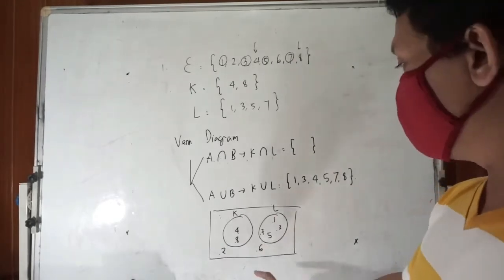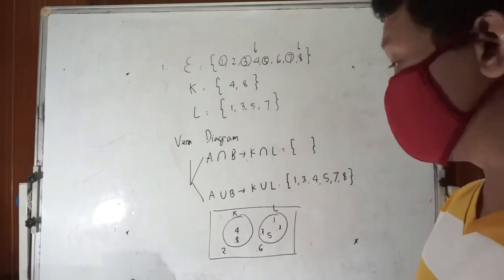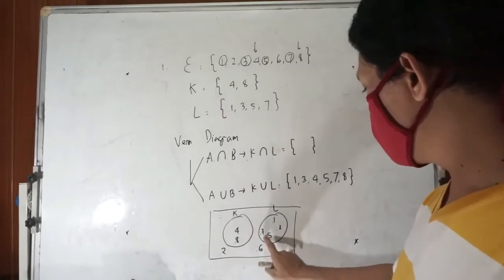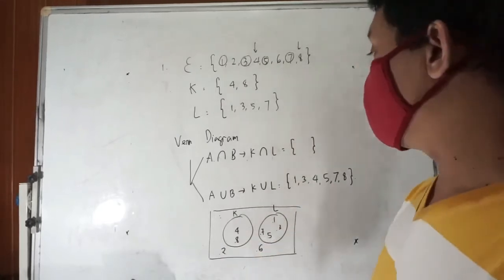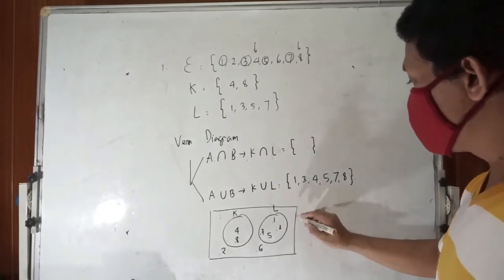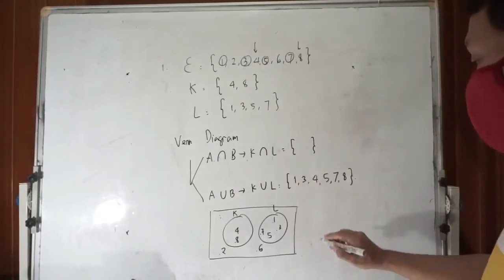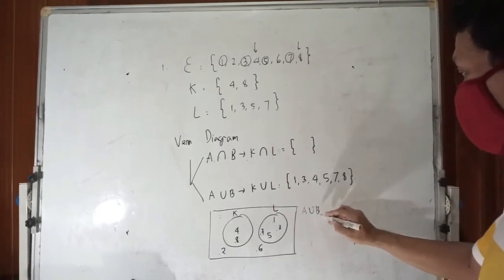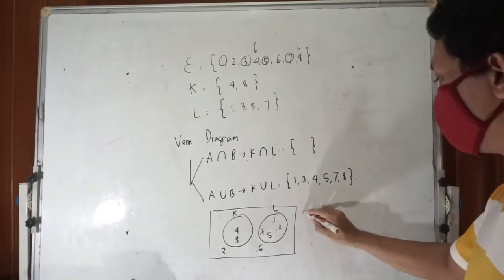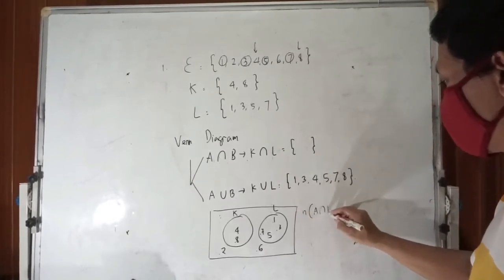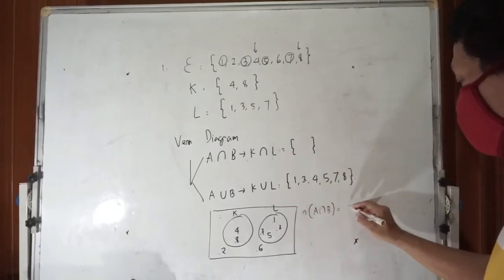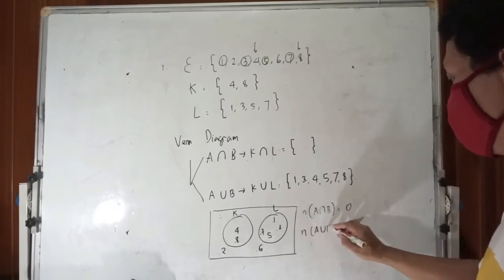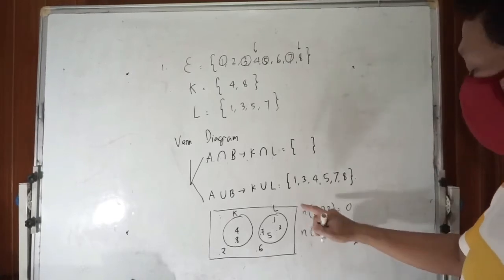Now we're going to list all the elements with respect to the universal set: 1, 2, 3, 4, 5, 6, 7, 8. Complete, right? So this is the Venn diagram. Based on the information in the Venn diagram, we can find the number of A intersection B, which is 0. For the number of A union B, we can list it.